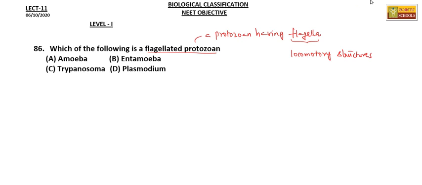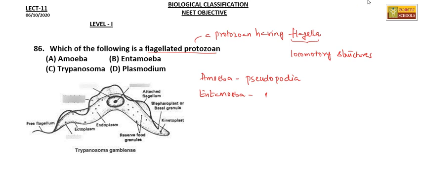The next question, which of the following is a flagellated protozoan? A flagellated protozoan is a protozoan having flagella, and these flagella are locomotory structures. Amoeba doesn't have flagella. Instead, it has pseudopodia for locomotion. Even Entamoeba has pseudopodia. Next, coming to Trypanosoma, you can see here a picture of Trypanosoma gambiense.